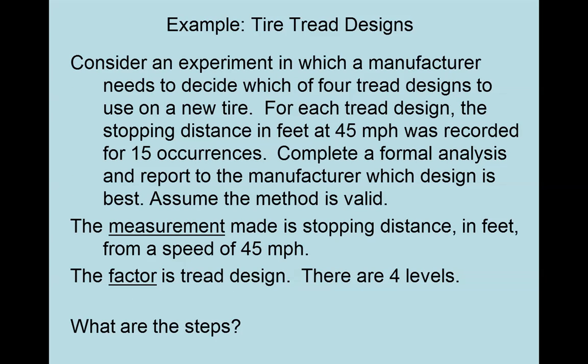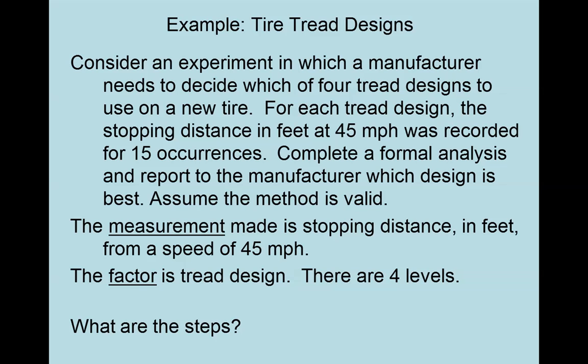So let's look at one more example. Consider an experiment in which a manufacturer needs to decide which of 4 different tread designs to use on a new tire. For each of the tread designs, the stopping distance in feet at 45 miles per hour was recorded for 15 observations. So they put tread design A on a car, accelerate to 45 miles per hour, apply the brakes, and see how long it takes to stop. And they repeat that 15 times. Complete a formal analysis and report to the manufacturer which design is best.